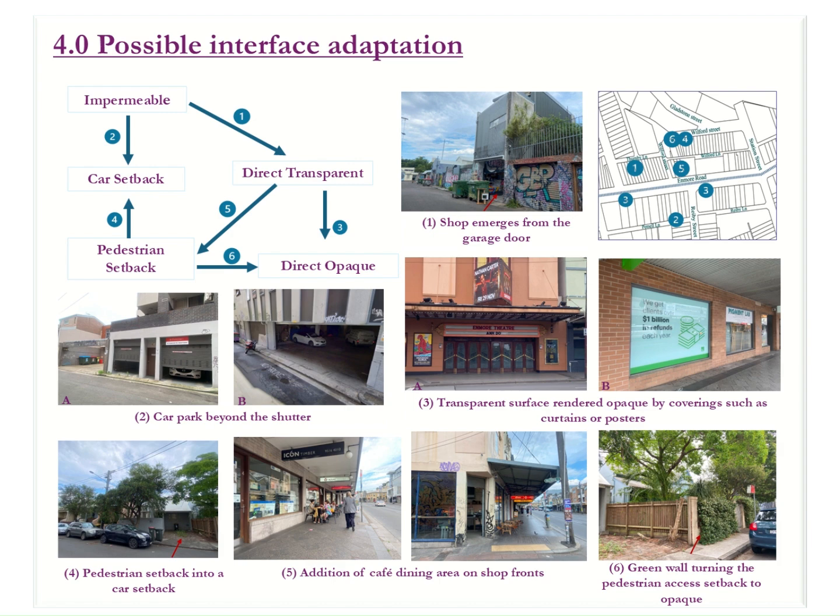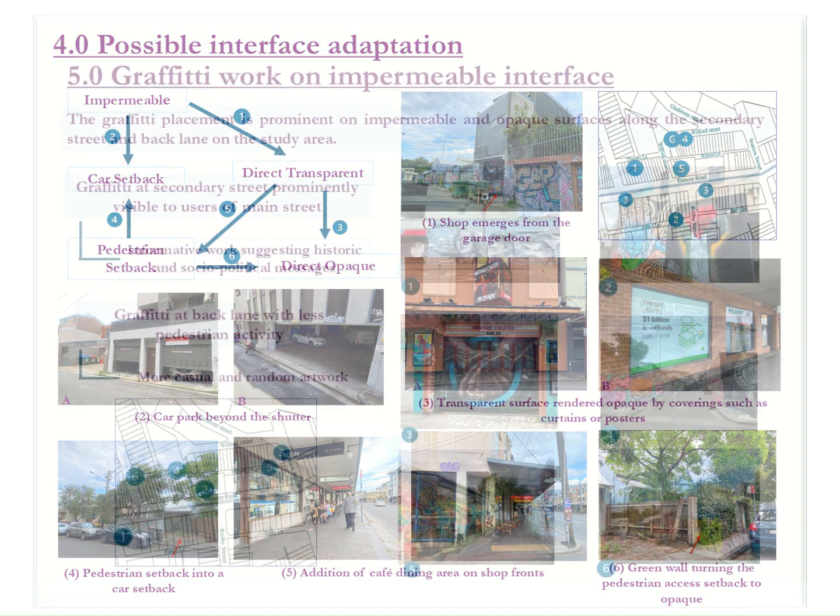Similarly, the possibility of a car transition interface from an impermeable surface is shown in image 2. Further, the dining area of the cafe on the shop fronts in image 5 indicates a possible adaptation of the direct transparent interface into pedestrian setbacks. While 6 different possibilities are shown here, further possibilities could be revealed under more detailed observation.